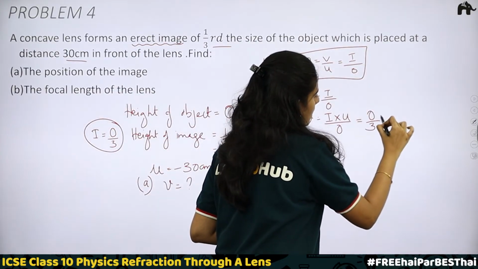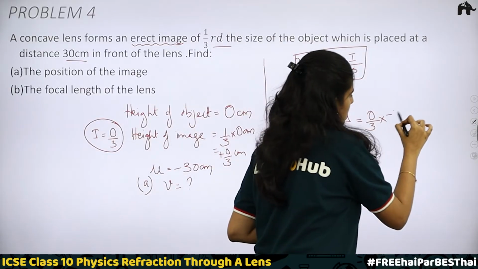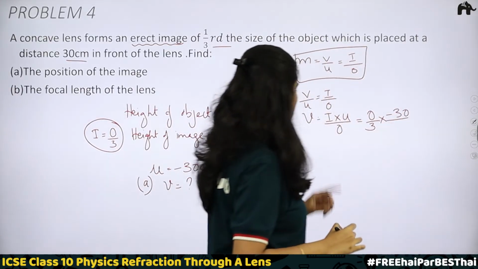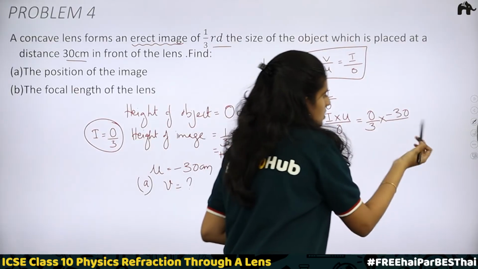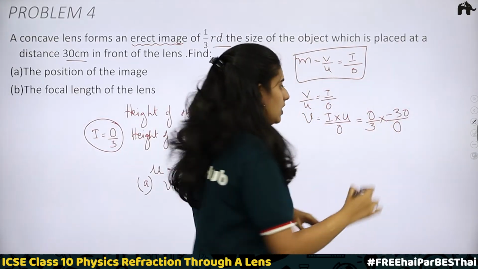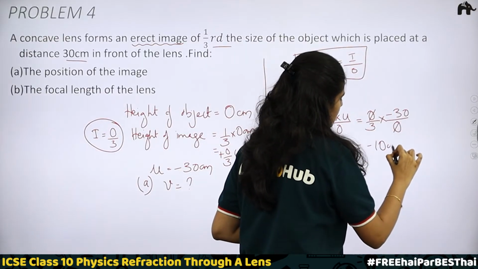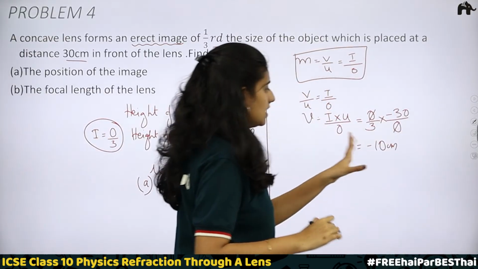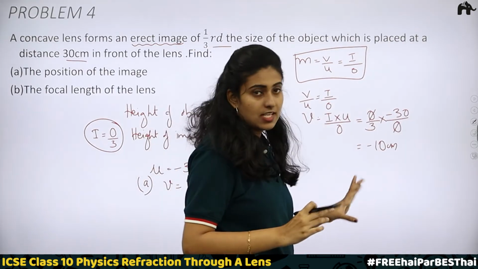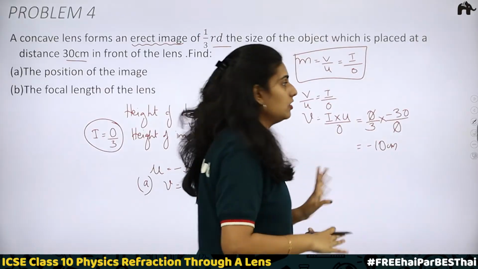O by 3 into U, which is equal to minus 30 centimeter, divided by O. O is taken as the height of the object. Okay. O and O can be cancelled. Then we get minus 10 centimeters. Minus 10 centimeter. What does it mean? Negative sign. Therefore, the image will be formed in front of the lens.